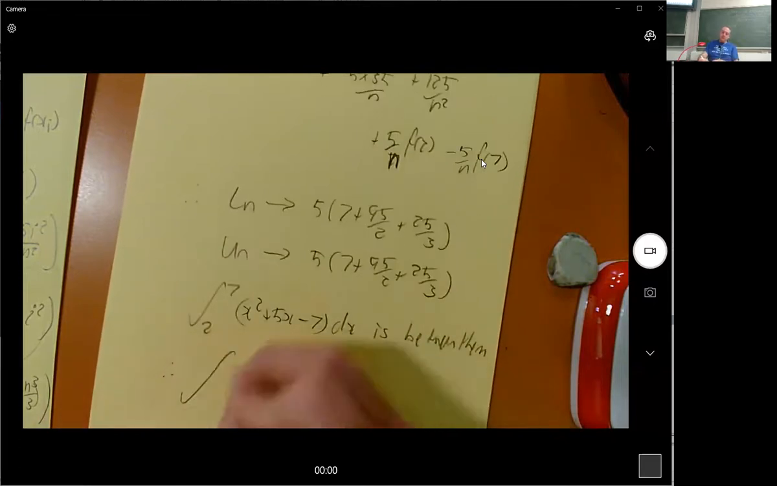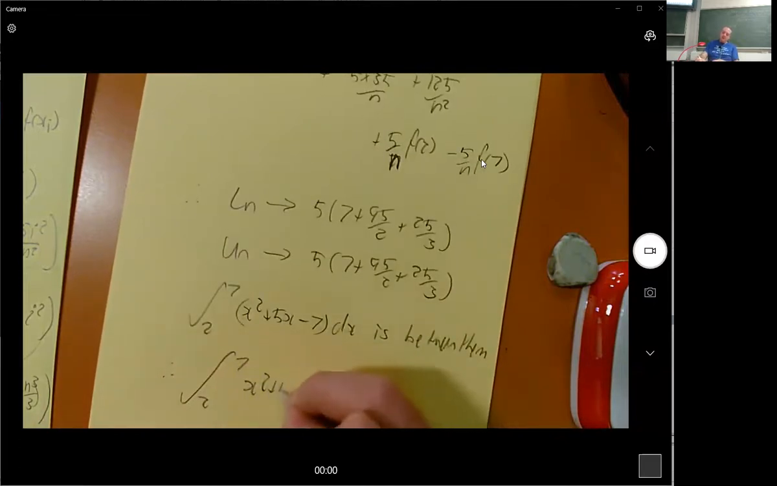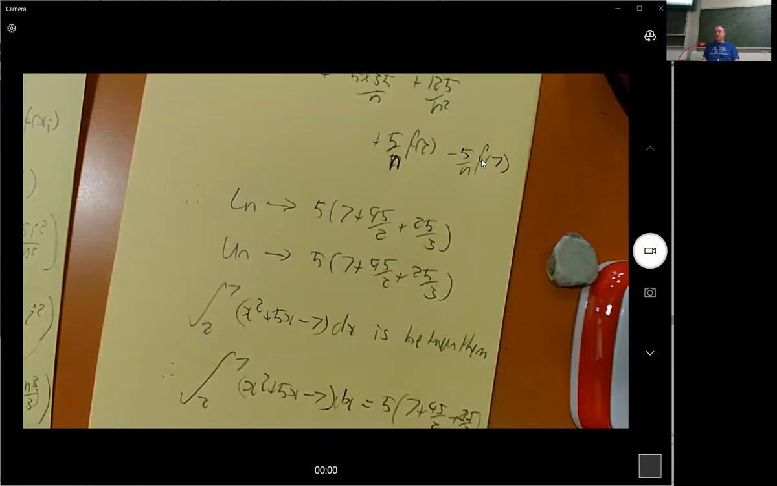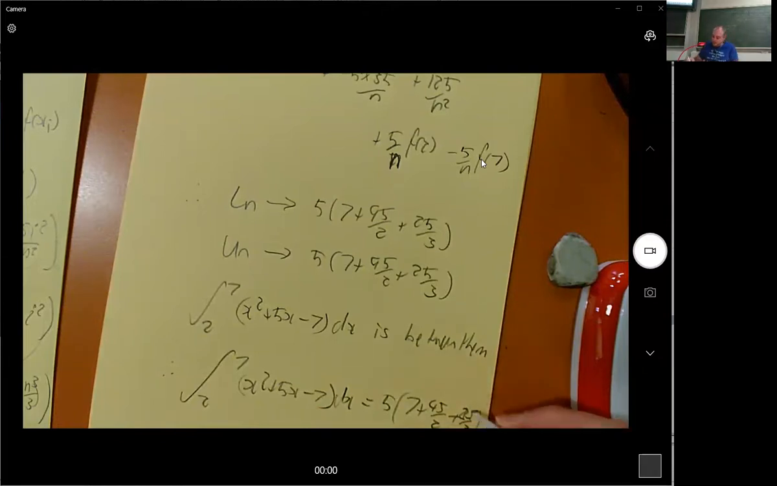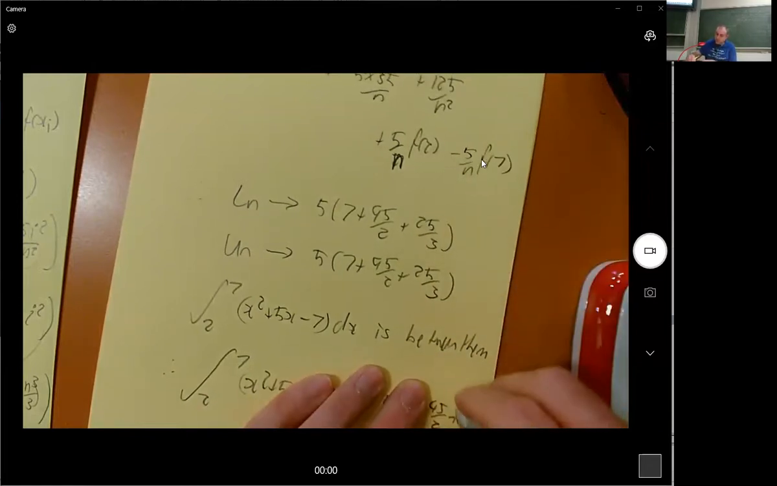And so therefore the integral must be this answer. Yay. Whatever that is, I mean, that's what calculators are for. It's going to be bad because it's got a third in it somewhere, but you know. No, just 25.